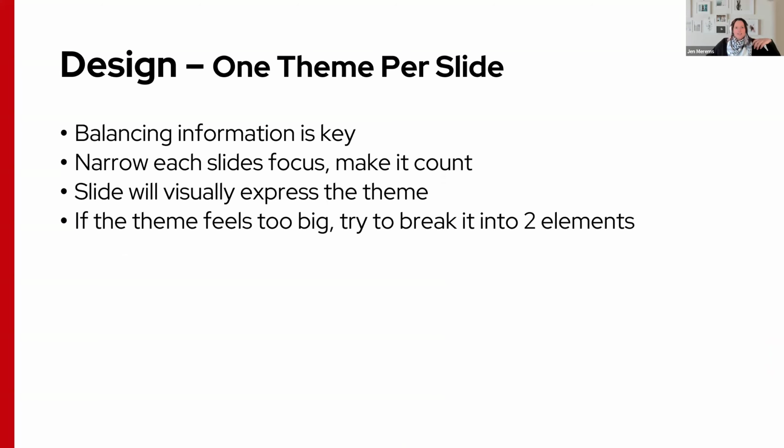Another thing to think about is one theme per slide. So our goal is to have limited text, images, all of that, right? So an easy way to do that is to think about just one theme per slide. What piece of information do you want to tell us on this slide? Because you want to balance out your information. You don't want to overload them with too much text, too much information on one slide. You don't want them staring at the same visual for 10 minutes as you talk and talk and talk. You want to keep things moving. So each slide should have a focus and make it count.